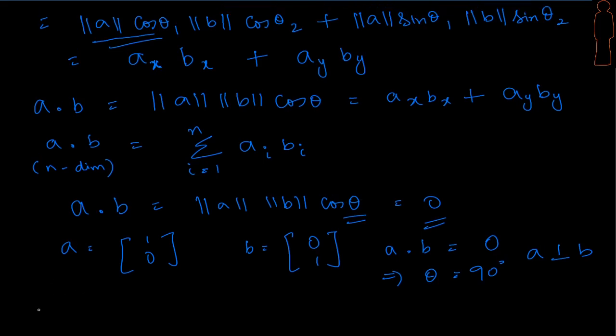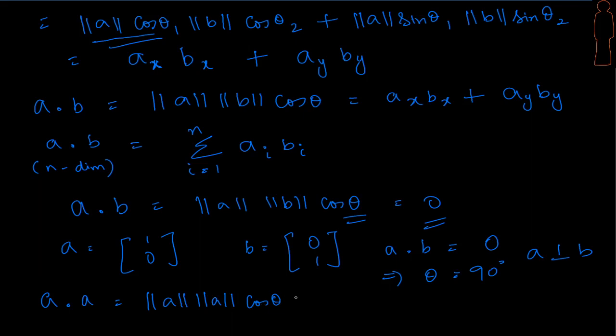Okay, one more interesting property: what happens to the dot product of a vector with itself? We could use this formula now. We are trying to use whichever suits us so that it becomes quite easy to find the answer. This is going to be the magnitude of A times the magnitude of A times cos of theta. And what is theta? Theta is the angle between A and A, and that is 0.